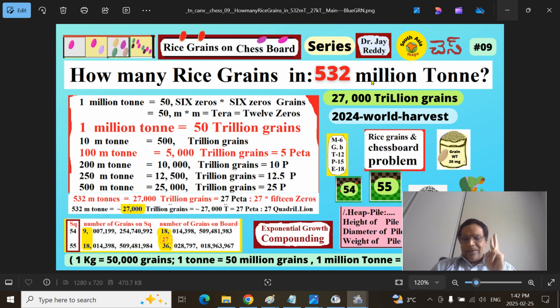There are two aspects here. You have to have a clarity. We are talking about the weight of the rice grains, the 2024 world harvest, and we are talking about the number of rice grains. That means in 2024, the world harvested 532, you can say 530, round it up, million tons of the rice grain. How many rice grains it holds means 27 trillion rice grains.